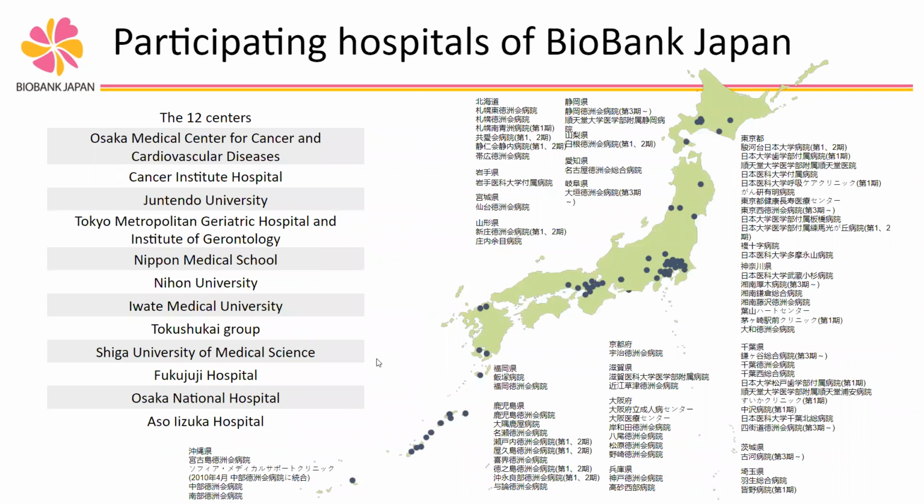Biobank Japan is a patient-oriented biobank. To collect biobank materials, Biobank Japan collaborates with 12 medical centers and 65 hospitals from north to south in Japan to cover the genetic diversity of the Japanese population.